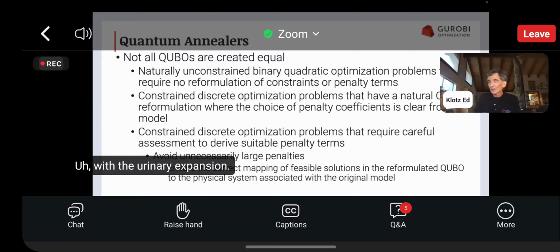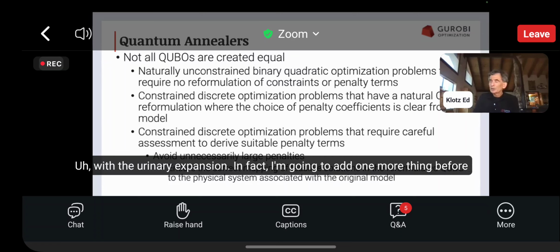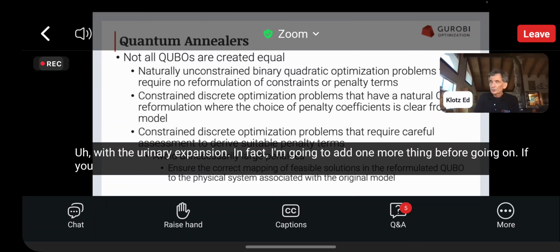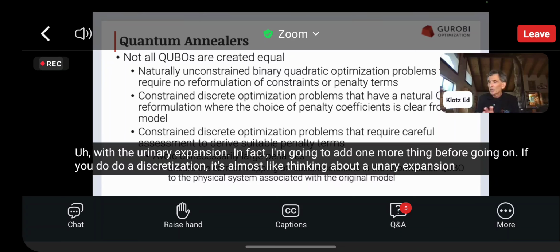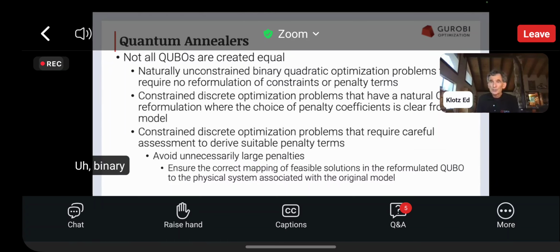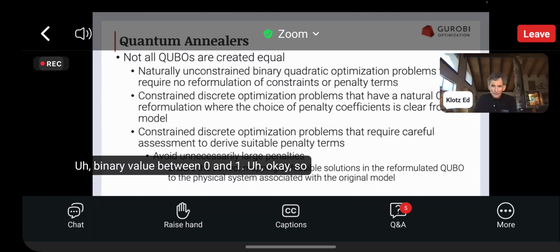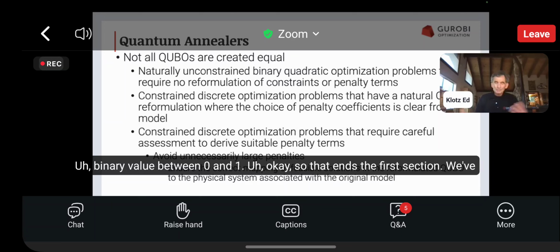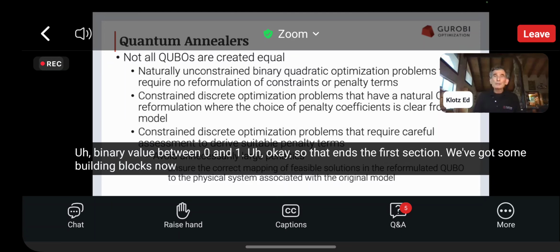In fact, I'm going to add one more thing before going on. If you do a discretization, it's almost like thinking about a unary expansion of each binary value between 0 and 1. Okay, so that ends the first section. We've got some building blocks now about how to reformulate into this QUBO form.